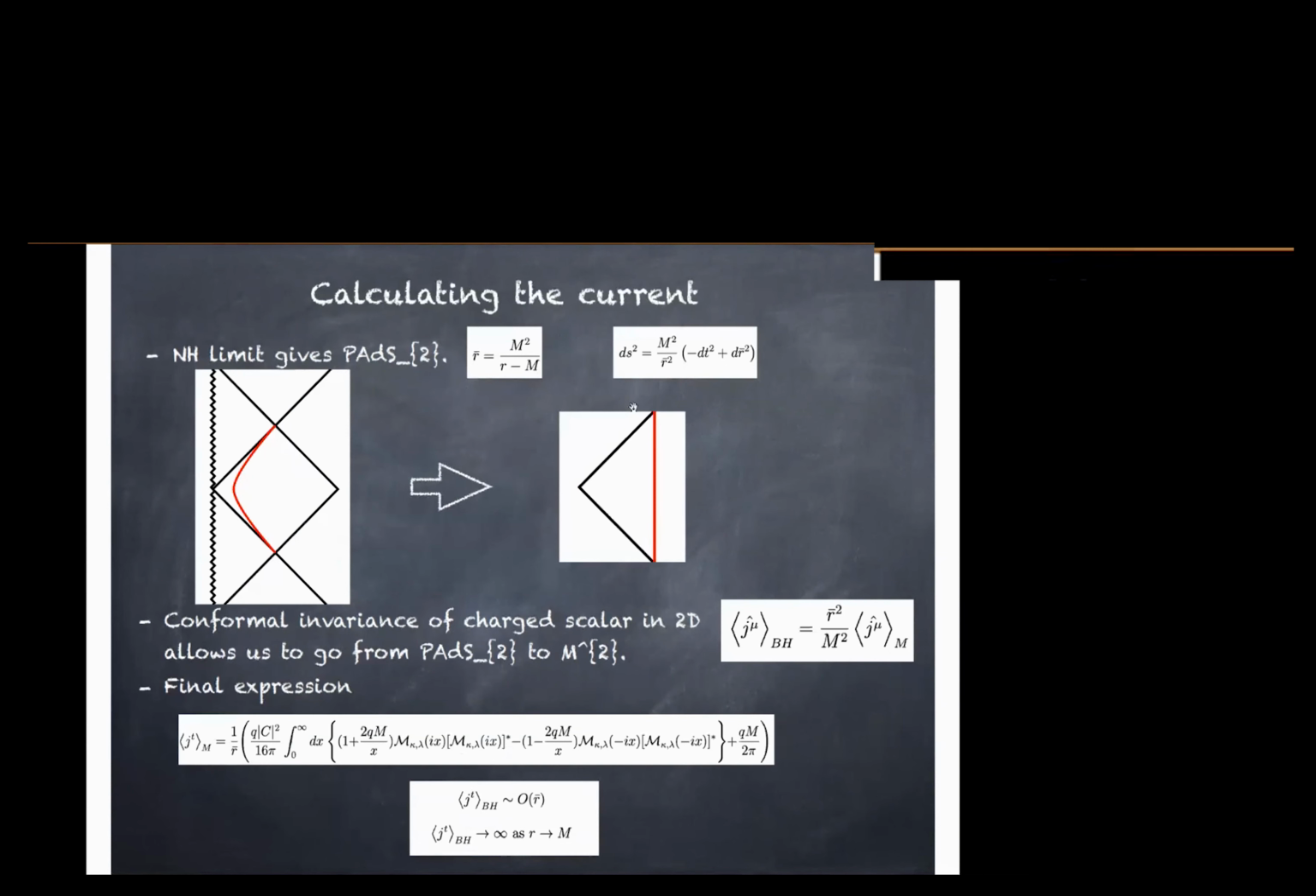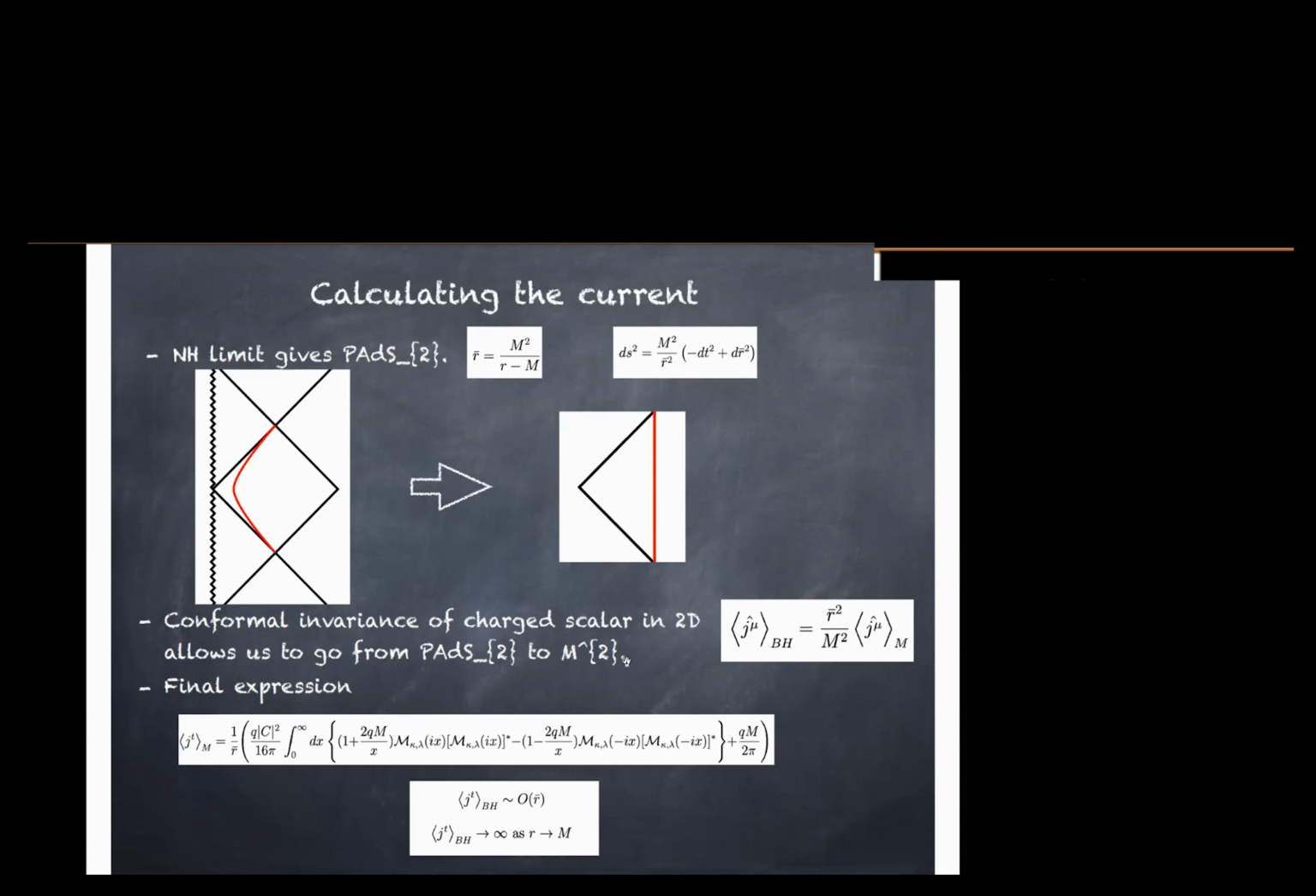However, we can use some of the nice features of the geometry, introduce this coordinate here, and take an r going to M limit, and then this gives us this patch of Poincare AdS here. This is displayed in these Penrose diagrams here. And in the near horizon region in Poincare AdS, we can actually solve the radial equation exactly in terms of Whittaker functions. We can even go a step further and use conformal invariance of the charged scalar in 2D to consider the problem on 2D Minkowski space. This just makes finding things like renormalization terms a bit more straightforward. We don't have to worry about curvature terms.